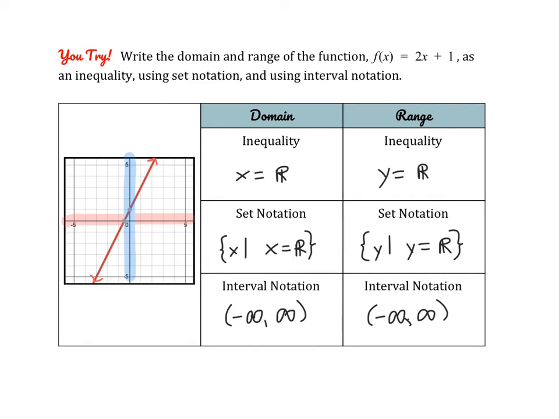Okay, so in this problem, you can actually see that our graph continues going to the left and to the right infinitely, which is why our domain is all real numbers. But our graph also is pointing up and down infinitely. It will just keep moving up and down. So in this case, our range is also all real numbers. So here are the three notations for the domain and range of this function.